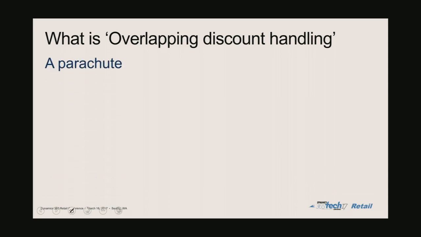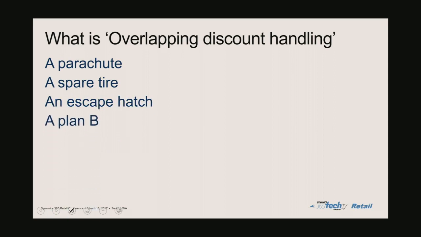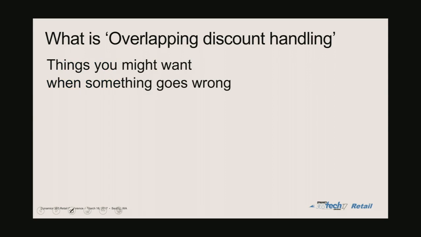Okay, so that I don't run out of time completely. All of these things are things you might want when something goes wrong, right? So our configuration and setup allows somebody to kind of shoot themselves in the foot, right? We let you set up 10, 15 discounts on a single item. We let you set up overlapping competing discounts.